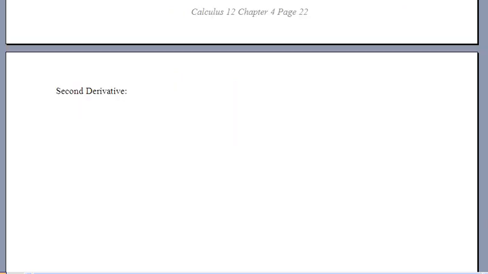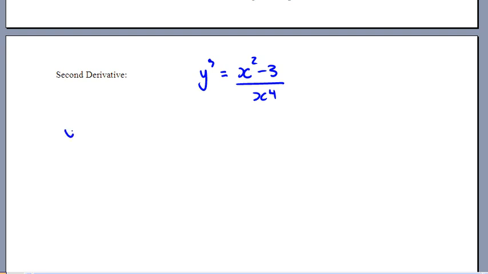Now, I know on this page we're going to do the second derivative, but let me just spend a second and rewrite the first derivative, just so we've got it. We had cleaned it up to here. Now, here we go. Let's do the second derivative. Y double prime. We're looking for the bendiness of the graph now. We want to see what that's going to do.